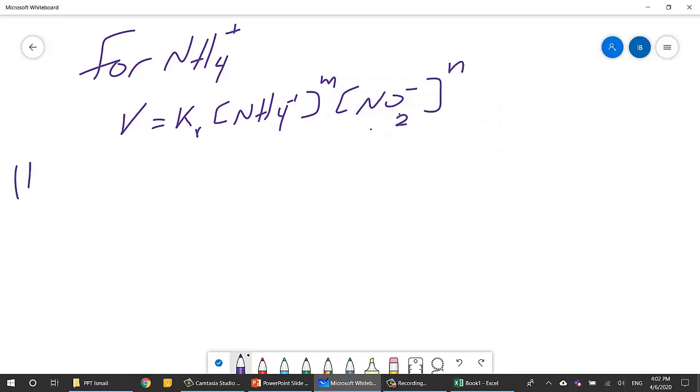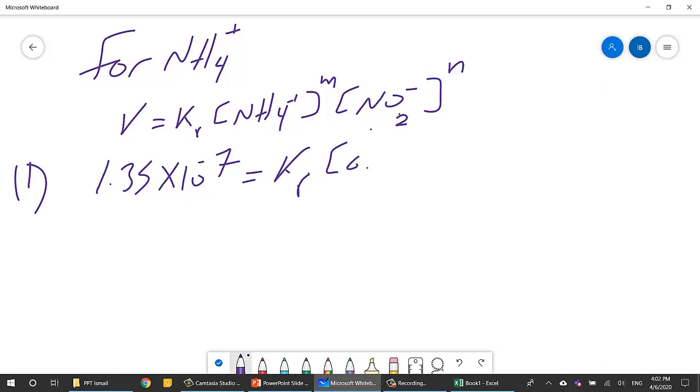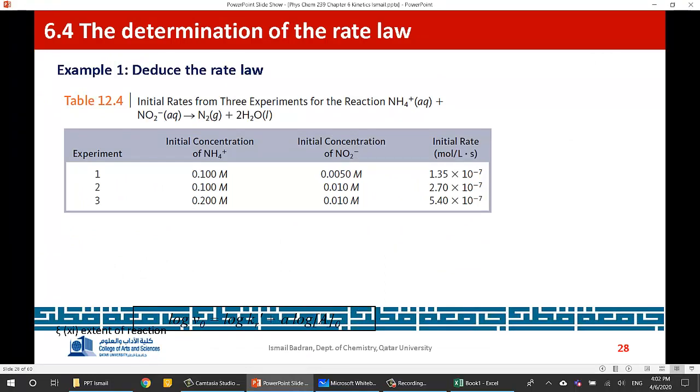So for experiment number 1, we have a value of 1.35 times 10 to the minus 7 is equal to Kr, which is constant, it does not change, times the concentration of NH4 plus, which was 0.1 power m. I don't know m yet. And this is 0.005 power n. Now I have too many unknowns here, m and n and Kr, so I need another equation. The other equation I can take from experiment number 2. You can take it also from 3, whatever you like.